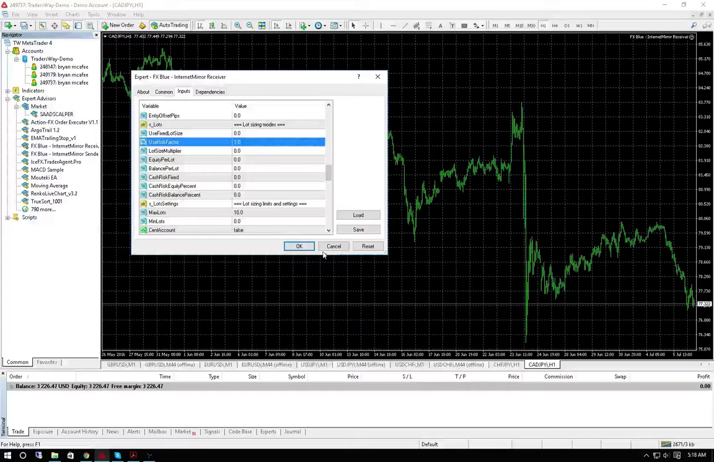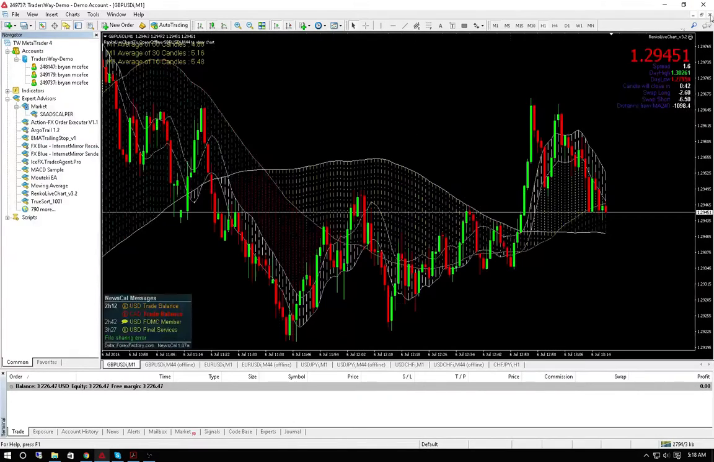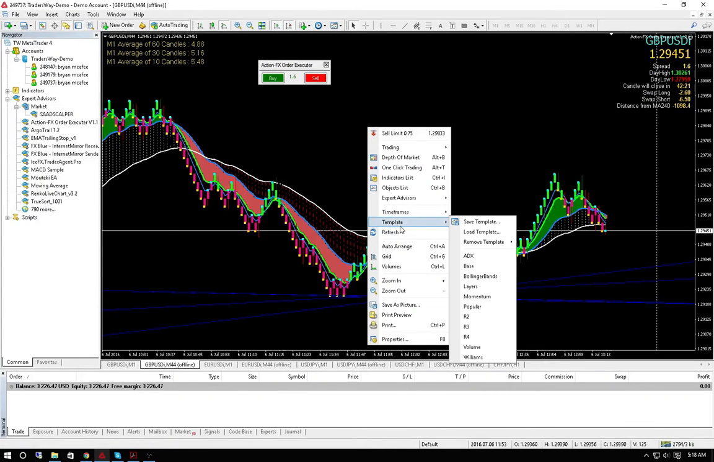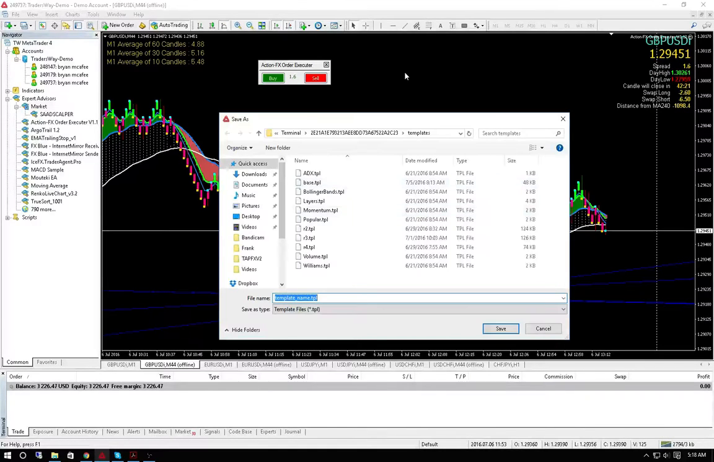Now, I'm going to cancel this because I don't want to add it on. I'm going to close the chart. So why do we want to use the risk factor 1? Let me template this out. Save template. And we're going to look at different pairs.